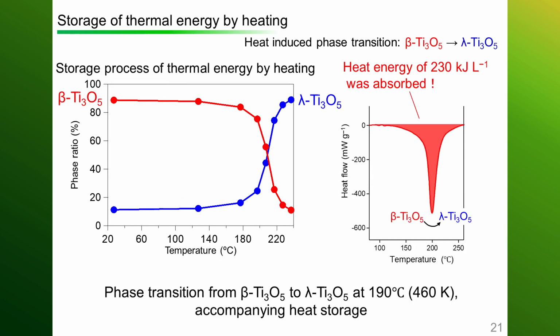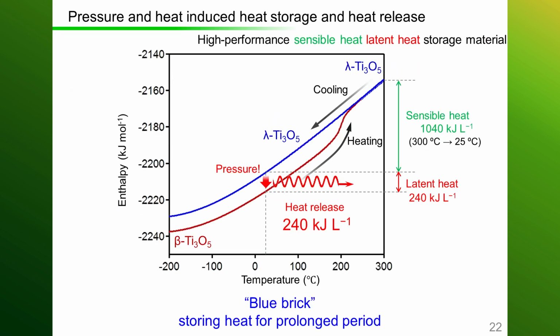We also found that the beta phase obtained by this pressurization returns to the lambda phase when it is heated. The phase transition from beta to lambda occurs at around 190 degrees Celsius. This graph has enthalpy on the vertical axis. Please think of this as energy. The horizontal axis represents temperature. As shown here, the pressure-produced beta phase becomes the lambda phase at 190 degrees Celsius.